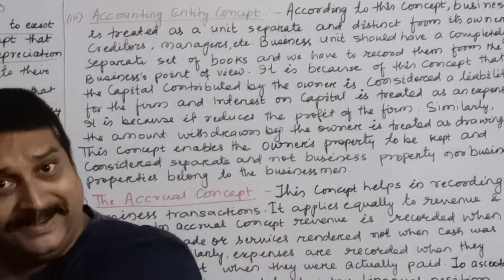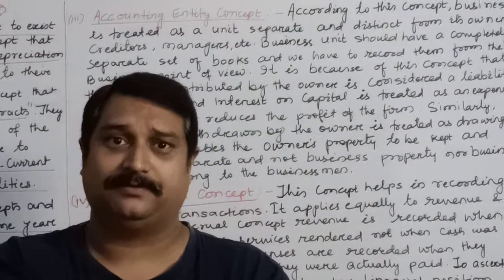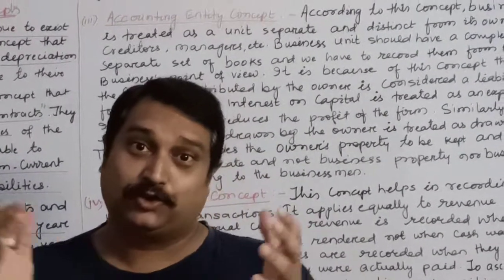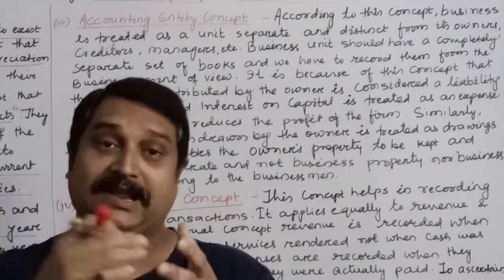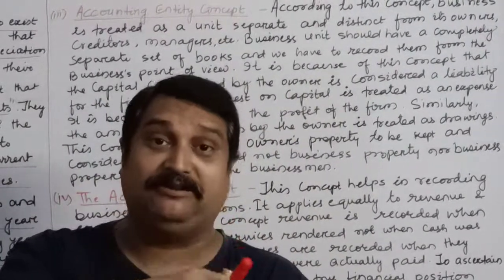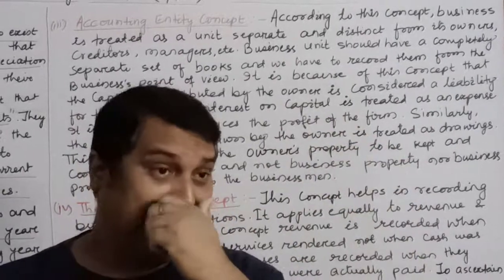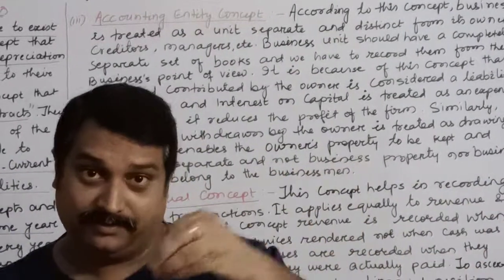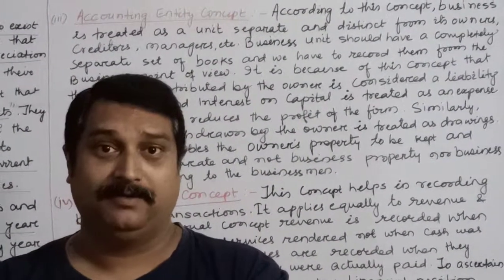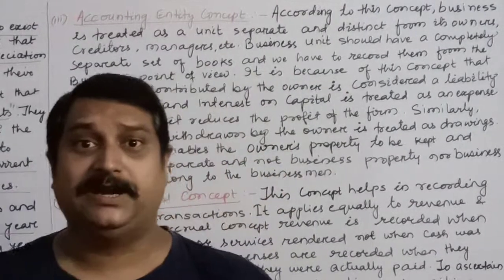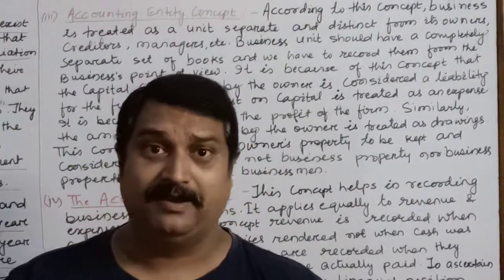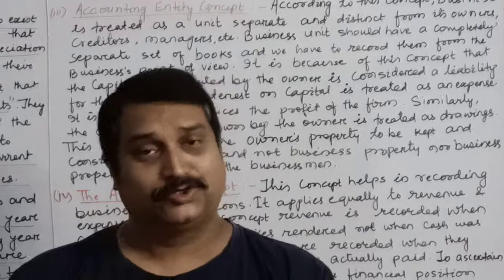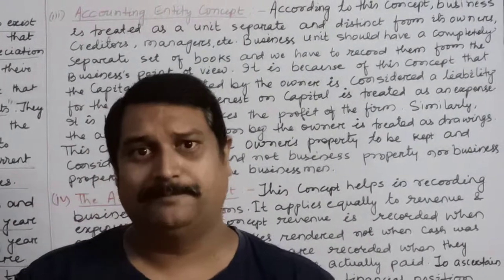If the businessman contributes anything to the business, that is considered as capital and he may withdraw it at any point of time. So the capital which is invested by the businessman is considered a liability because of this particular concept of business entity. And it is also because of this that the business pays interest on capital to the businessman. Suppose the businessman had not invested in the business, he would have taken money from somewhere. So it was a liability in that case if the businessman takes a loan from a bank.